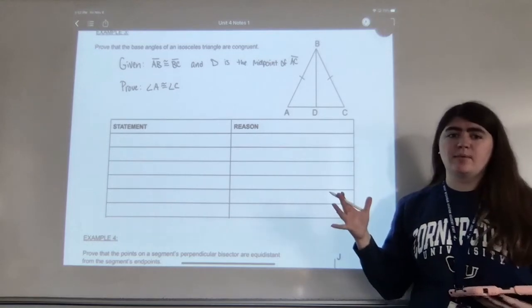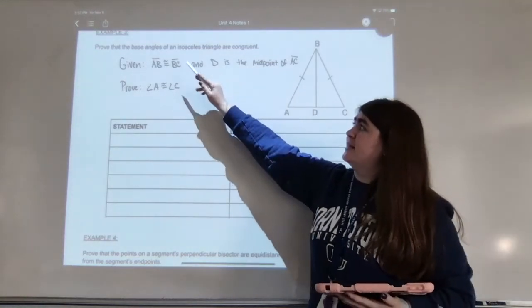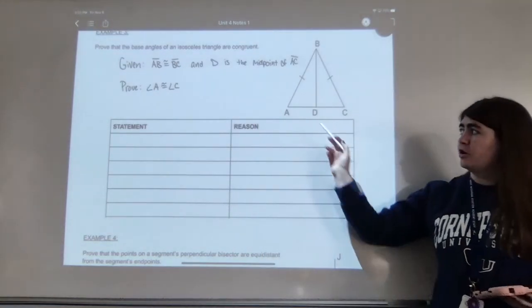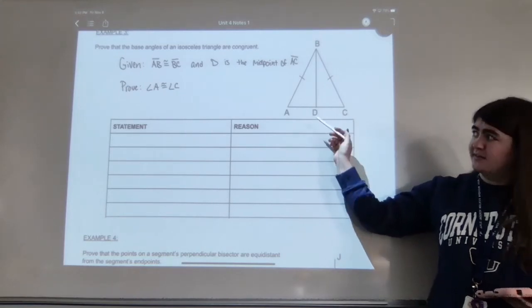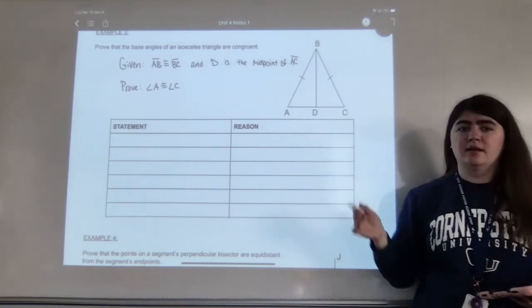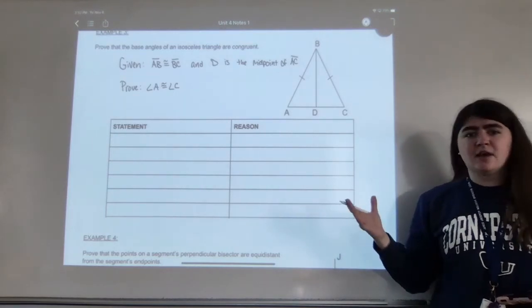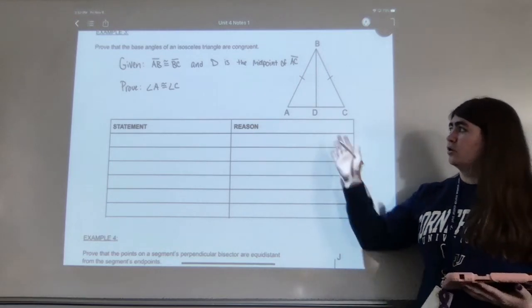So the reason why we have those statements is because when it says that we're trying to prove that the base angles of an isosceles triangle are congruent, we're trying to show that the angles on the bottom of the triangle, the base, are congruent to each other. And it's an isosceles triangle, so by definition it is, but we have to prove that. We can't just say it. So we're going to go ahead and go through this proof.